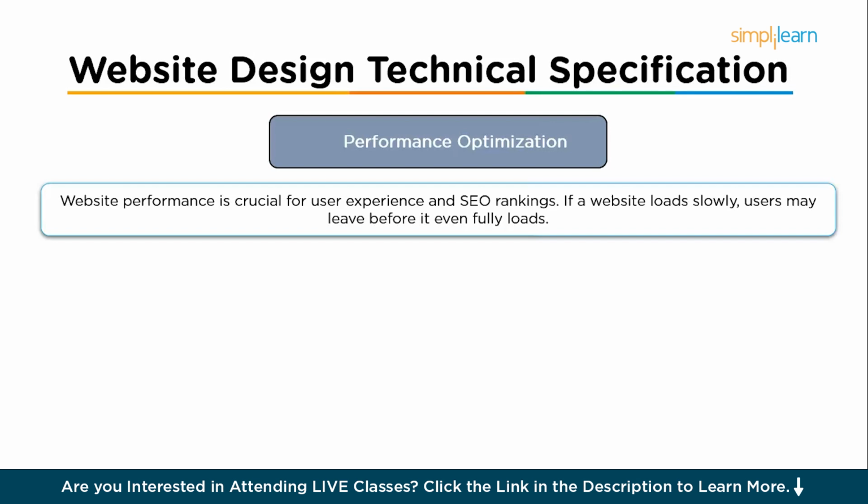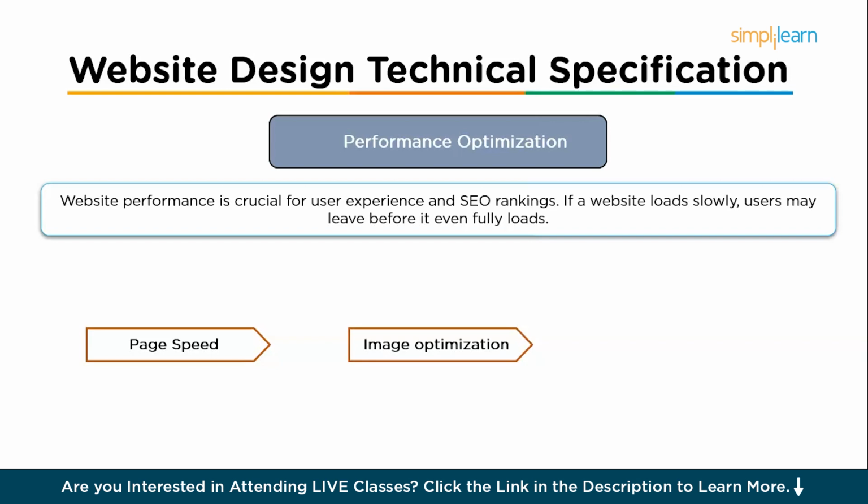The key performance consideration is page speed. Use tools like Google PageSpeed Insights to analyze and improve load times. The second one is image optimization. Compress images without losing quality to reduce load times. The third one is caching. Implement browser and server-side caching to reduce the need for reloading resources on each visit.